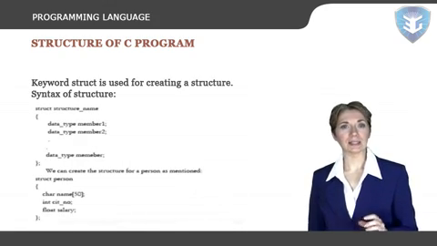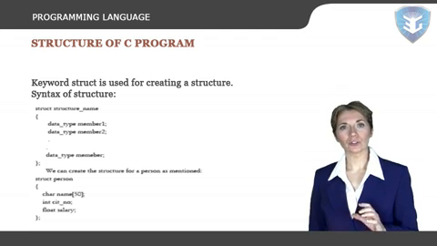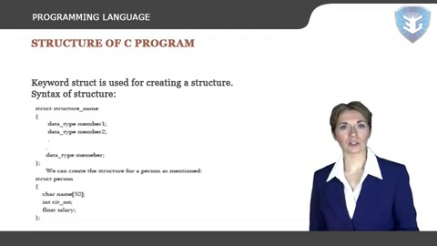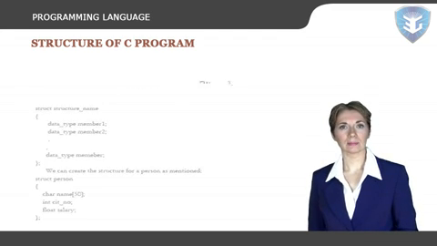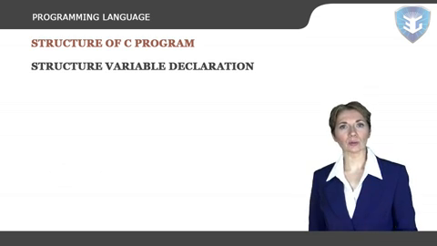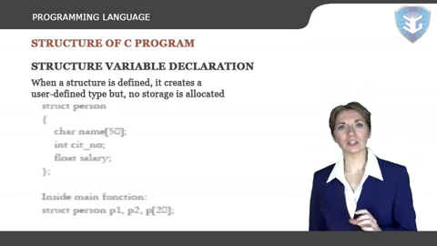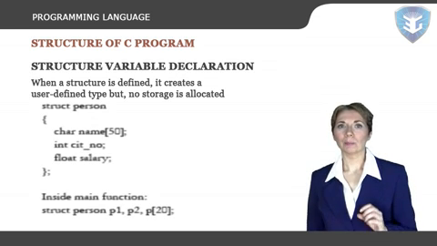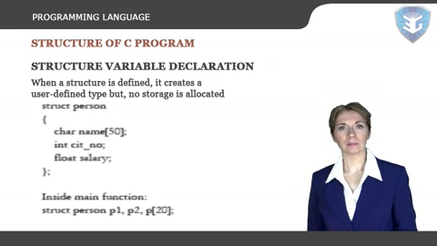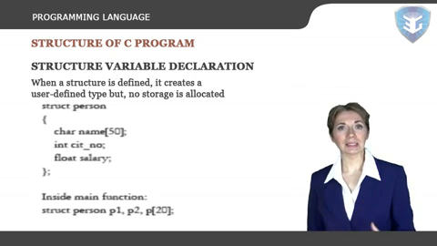Structure definition in C. Keyword struct is used for creating a structure. Syntax of structure. Look at the syntax shown on the screen. Structure variable declaration. When a structure is defined, it creates a user-defined type, but no storage is allocated. For the structure of person, the variable can be declared as shown on the screen.